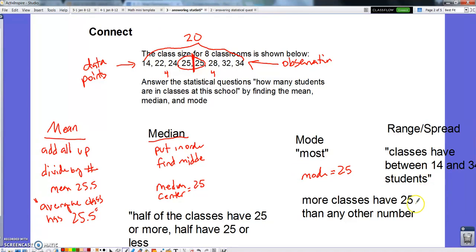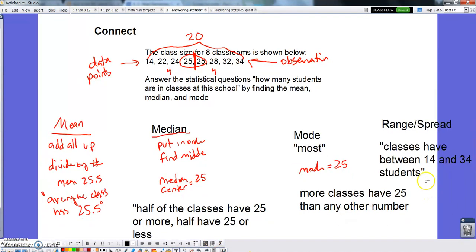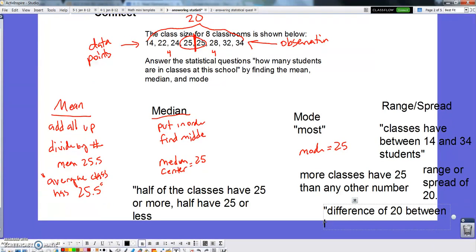So that's all you have to do. There's almost no math involved, just a quick subtraction. So we would say this has a range or spread of 20, which kind of means there is a difference of 20 between the largest and smallest classes. All right, so lots of different ways to think about that. So there's a difference of 20, a range of 20, a spread of 20.